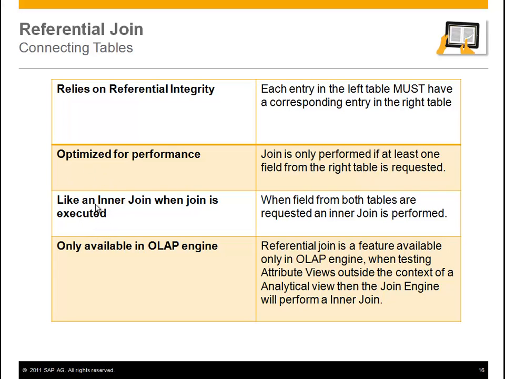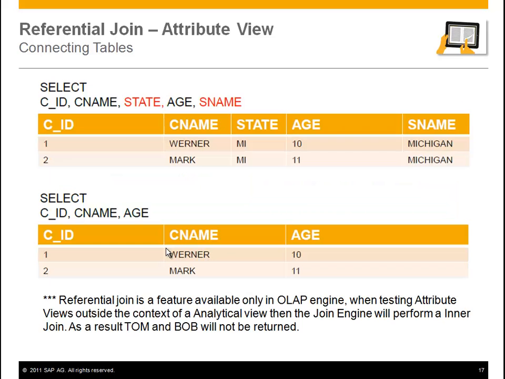So it's like an inner join when the join is executed. Only available in the OLAP engine. Okay, so this is available for analytic views. Okay, so we're looking at an example of a referential join for an attribute view.